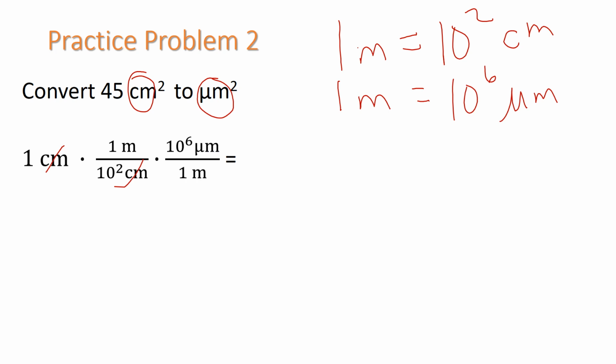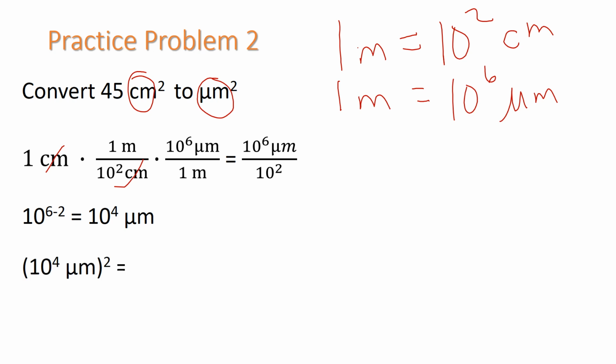So this reduces to 10 to the 6 micrometers over 10 squared. When we're dividing exponents in this manner, remember, you subtract them. So this becomes 10 to the 6 minus 2, which is 10 to the 4th micrometers. Now we need to square this because we're trying to go to square units. You distribute the square to both the power of 4 and to the unit micrometer. 4 times 2 is 8, so this is 10 to the 8 micrometers squared.